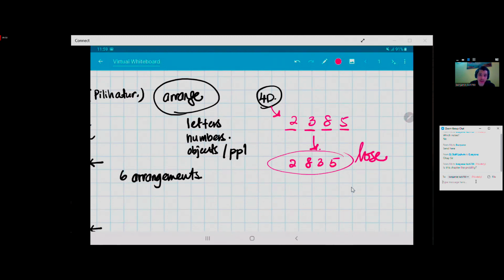Understand this? Okay. So permutation. Once again, I'm not teaching you to gamble. I'm just telling you how it's used in day-to-day life. So you will see permutation is used.